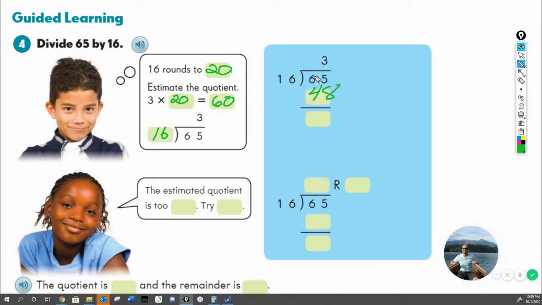And oh, look what they did to me. Well, that was tricky. 17. I divided, multiplied, subtracted. Now I've got to check, is 17 smaller than 16? No. So my estimated quotient is too small, and I now need to try 4. Tricky, tricky. 4 times 16 is 64. Subtract, I get a 1. 4, remainder 1. Math, friends. I feel deceived.